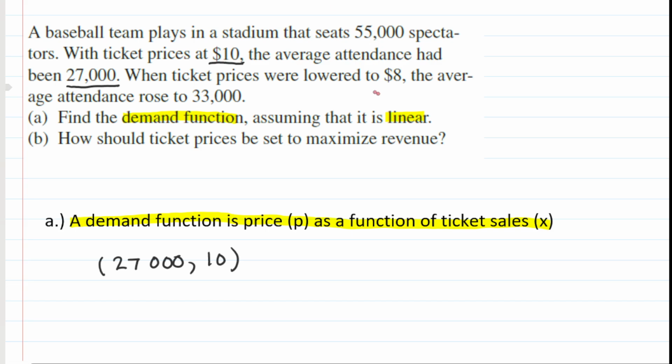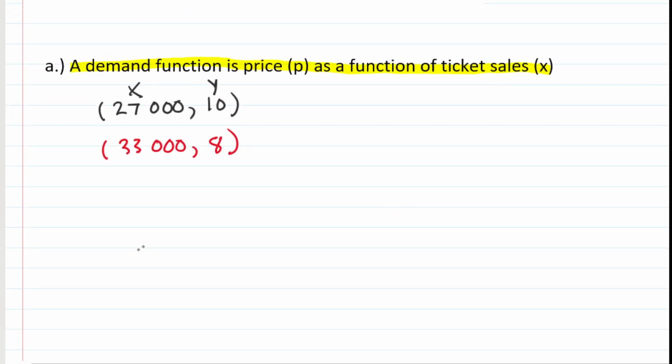We then read on, and there's another point. When the ticket price was lowered to $8, then ticket sales rose to 33,000. So that would be a second point on this line. We have 33,000 tickets when the price was $8. Notice that the number of tickets is the X, and the price of the ticket is the Y. So now we're going to use those 2 points to come up with the equation of a linear function.